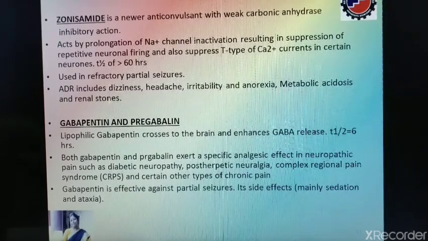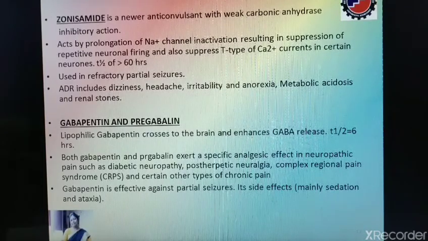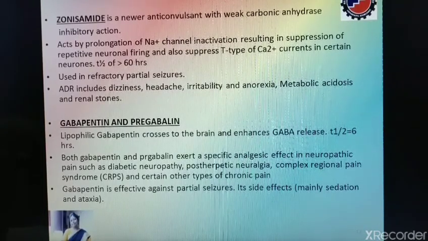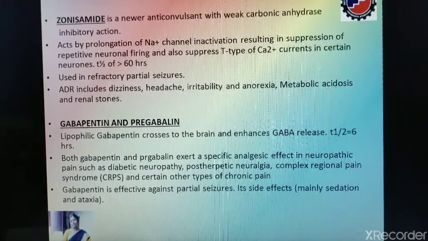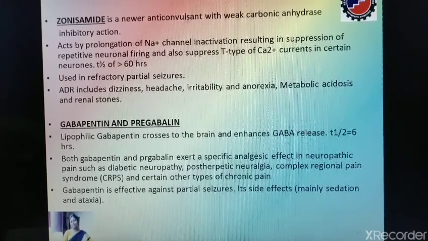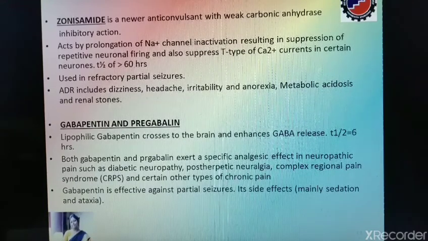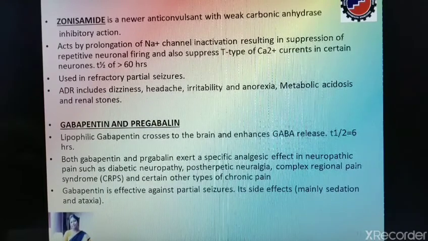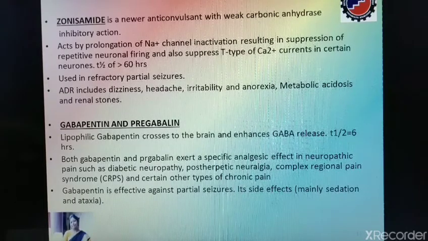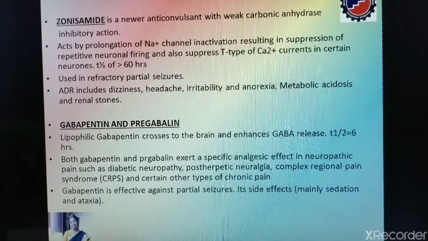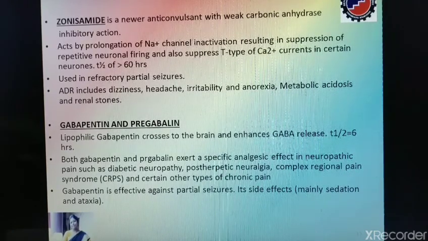Now gabapentin is a lipophilic analog and thus crosses the brain and enhances the GABA release. The T-half of gabapentin is 6 hours. Both gabapentin as well as pregabalin exert analgesic effect in neuropathic pain such as in diabetic neuropathy, postherpetic neuralgia, and complex regional pain syndrome, CRPS, and various other types of chronic pains.